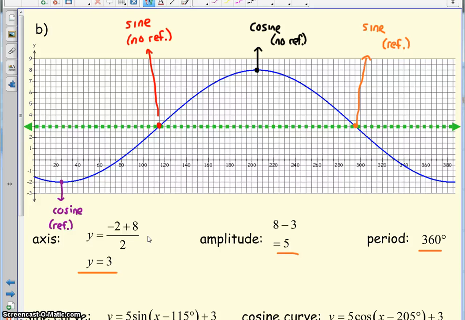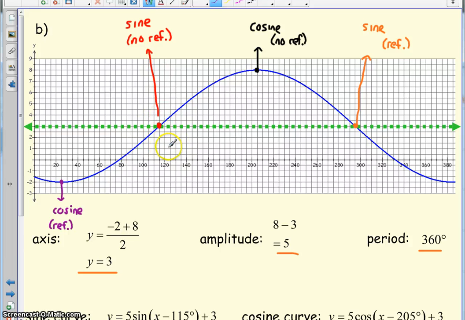So what you're looking for is, again, to start at the same spot that the parent function would if it was reflected or not reflected. So let's say you're looking for a sine graph that is not reflected. That starts on its axis, then going up from there. So that would be at this point right here in red.